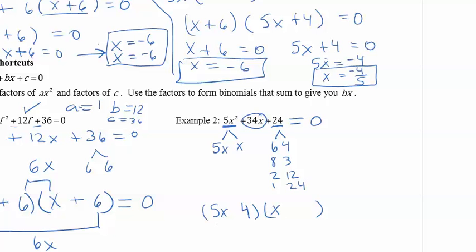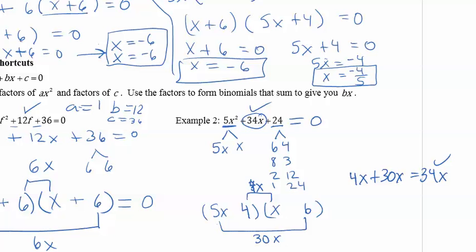So I'm going to put the 4 here and the 6 here. And so I have 5x times 6 is 30x, and then 4 times x is 4x. If I add those two up, 4x plus 30x gives me 34x, which is exactly what I want in the middle. Okay, so those work.